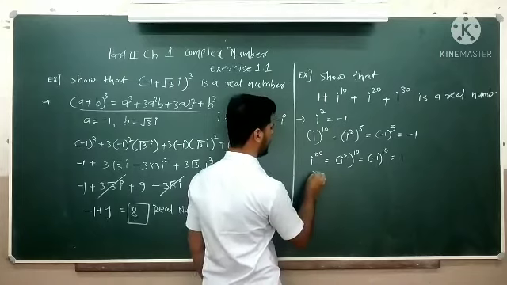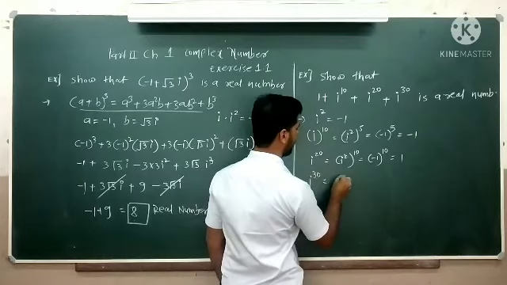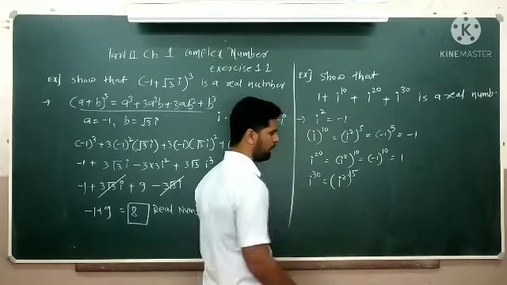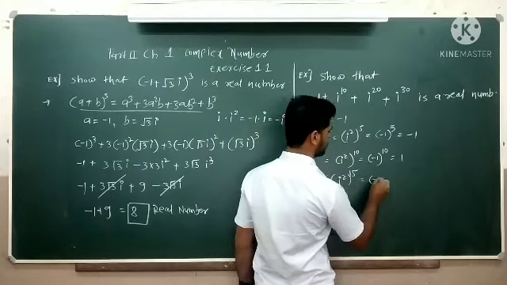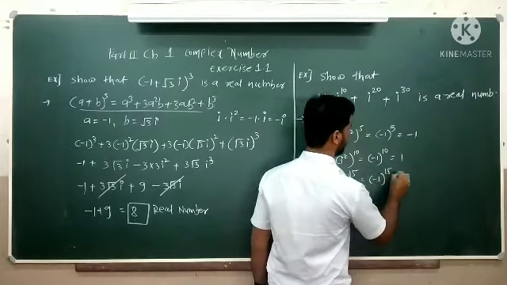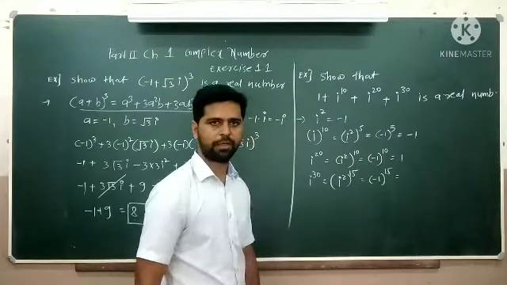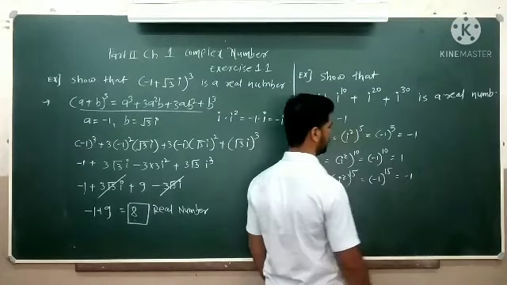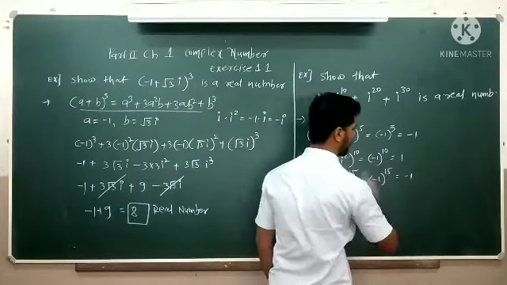Now similarly i30, how can you write that? i30 we can write as i square and their power 15. Right? So the value of i square is minus 1 and their power is 15. 15 is an odd number, right? So minus 1 to the power 15 becomes minus 1. Right? So indirectly i30's value is minus 1.